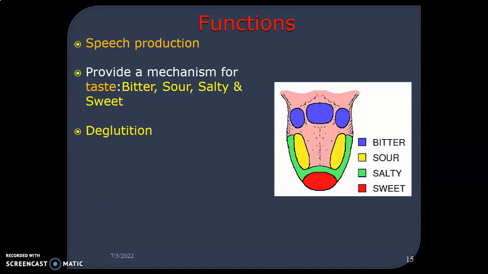What are the functions of the tongue? Speech, it helps you to articulate your words. Taste, different types of taste: bitter, that's where you sense it. At the sides, you have the salty and sour. Then at the front, the tip, there is a sensation of sweet taste. Then we have deglutition. The tongue helps in swallowing. It will help you form a food bolus and push the bolus backwards towards the pharynx and facilitate swallowing.